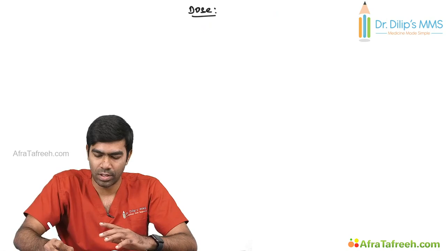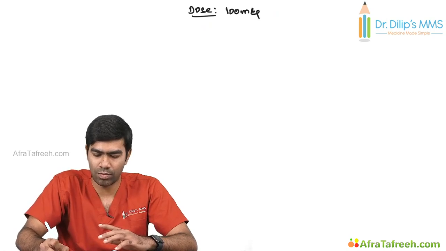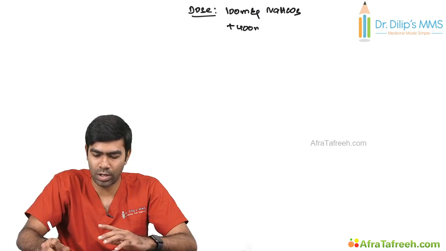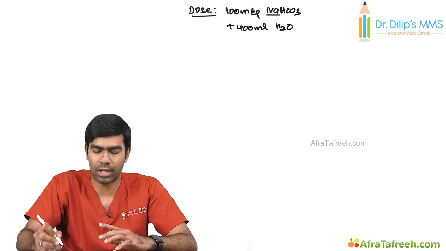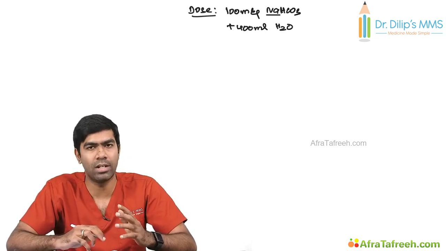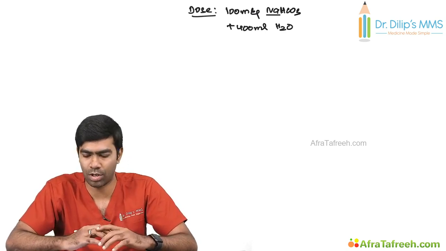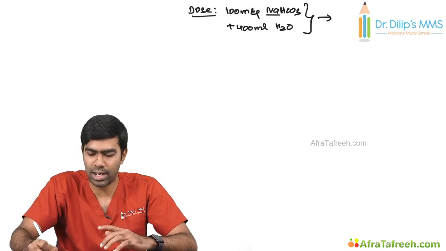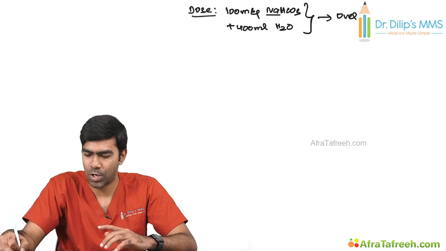What is the dose of soda bicarbonate that you're going to give? It is usually 100 milliequivalents of soda bicarbonate, and you're going to mix it in 400 ml of water. Remember, soda bicarbonate already contains sodium, so it's not a problem. You need not add it in sodium containing solutions. You can just add it in water, not a problem. And this has to be infused over 2 hours.